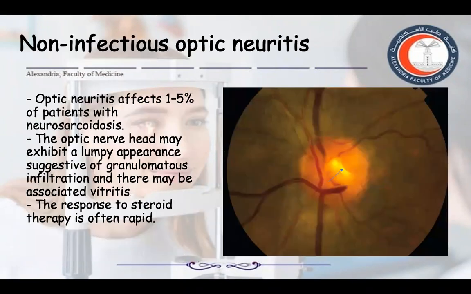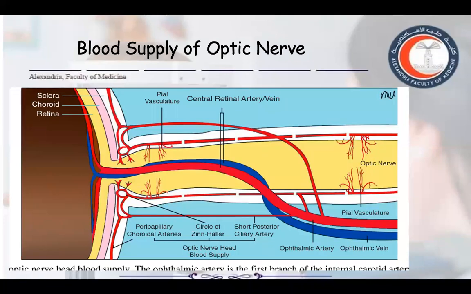And lastly, the non-infectious causes. I'm showing you a fundus picture of a sarcoid patient, and the blue arrow shows us the lumpy appearance, which is suggestive of granulomatous infiltration. This is very characteristic in sarcoid patients. Optic neuritis affects 1 to 5% of patients with neurosarcoidosis, and they respond well to systemic steroids. We have now finished the inflammatory causes of optic neuropathy.